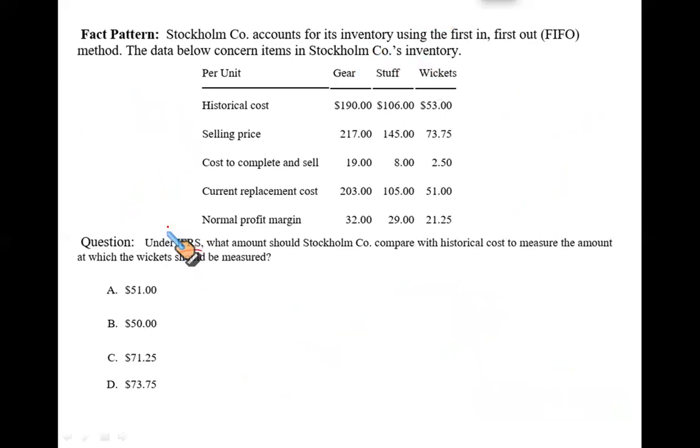Consider IFRS and US GAAP on the same page. Consider this method of inventory valuation is either FIFO or the average cost method. Both IFRS and US GAAP are on the same page. Let us do these three parts separately. Stockholm Company accounts for its inventory using the first in first out method or average cost method. They're both treated the same way under IFRS and US GAAP.